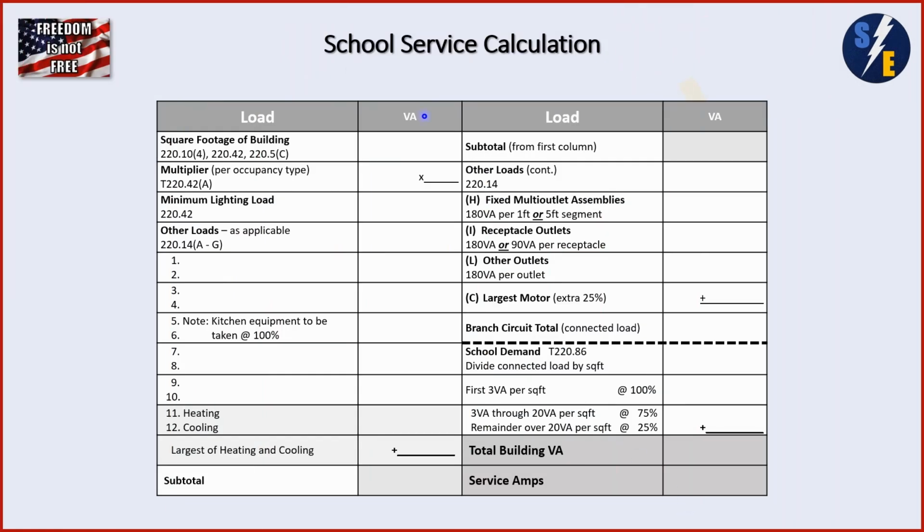Okay, and here you go. I took the color out of it, so it's easier for you to get a screenshot. Go ahead and make copies, use it as a worksheet, whatever you want to do with it.